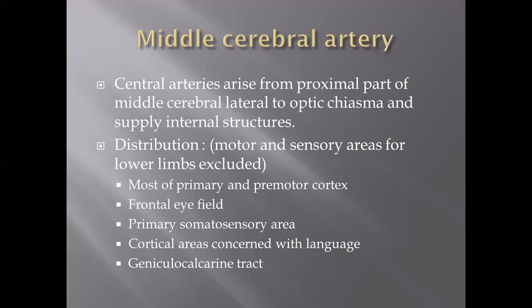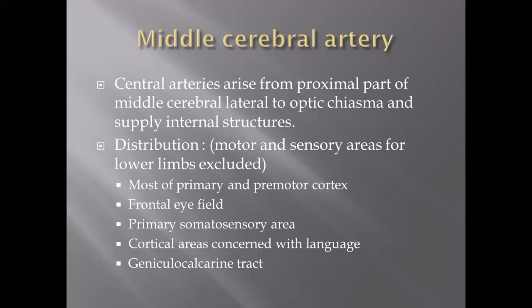But if you look at the cortex, it will supply the lateral surfaces, right? Remember the homunculus for the lower limbs was actually on the medial surface of the hemispheres. That is why we're excluding the lower limbs in this middle cerebral artery distribution. So if you then have a stroke that is as a result of your middle cerebral artery occlusion, it will not include the lower limbs.